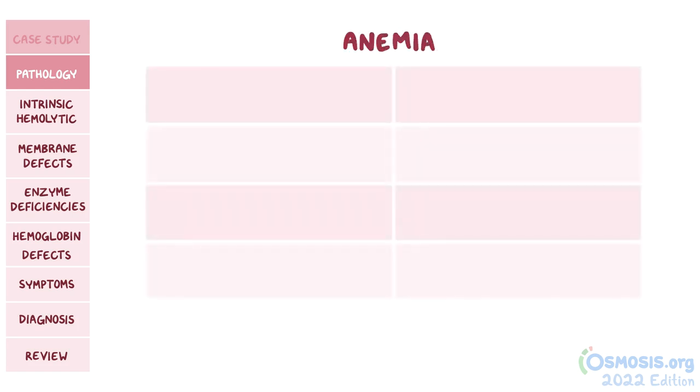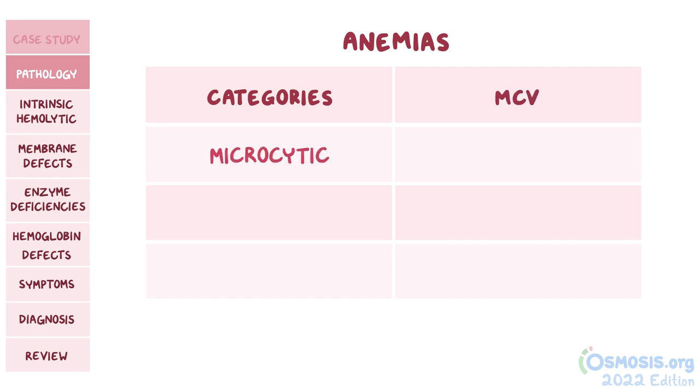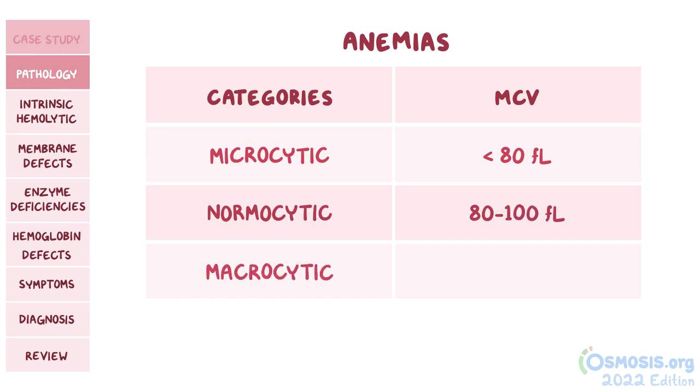Now, anemias can be broadly grouped into 3 categories based on mean corpuscular volume, or MCV, which reflects the volume of a red blood cell. So, microcytic anemia is where the MCV is lower than 80 femtoliters, normocytic with an MCV between 80 and 100 femtoliters, and macrocytic with an MCV larger than 100 femtoliters.